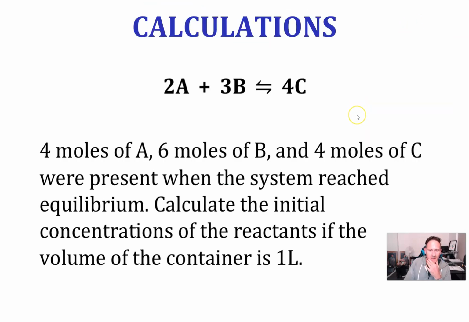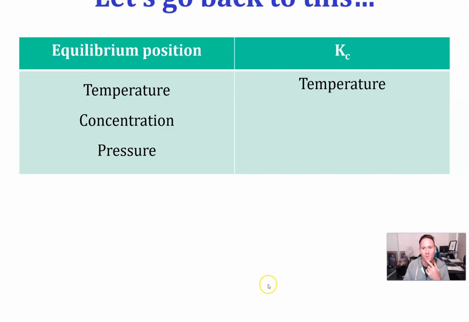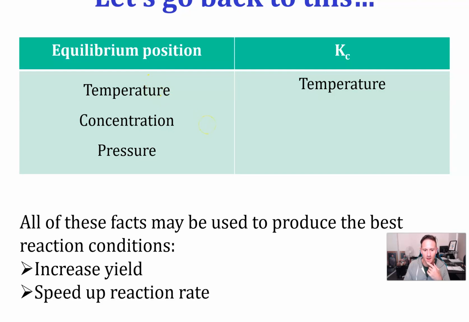So let's go back to this. What changes Kc? Temperature. What changes equilibrium position? Temperature, concentration, and pressure. All of these facts may be used to produce the best reaction conditions, to increase yield, speed up reaction rate.